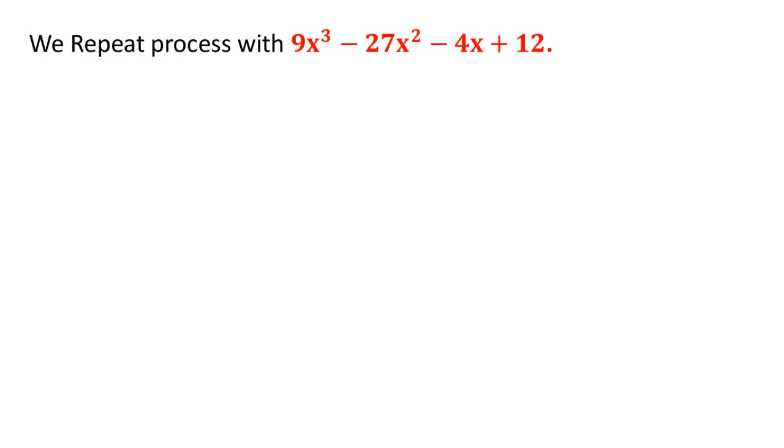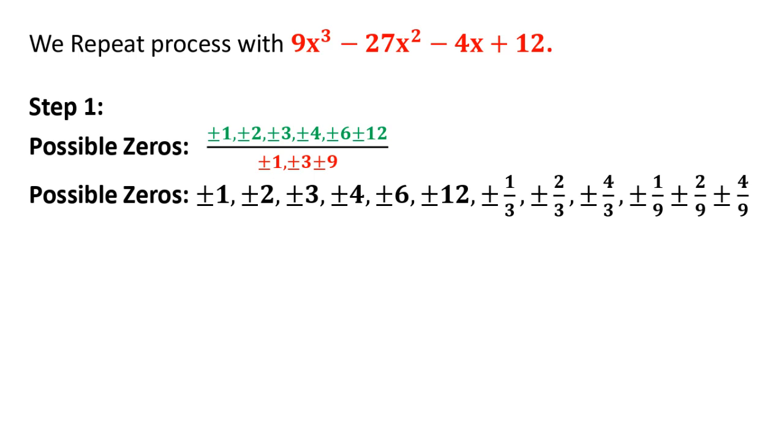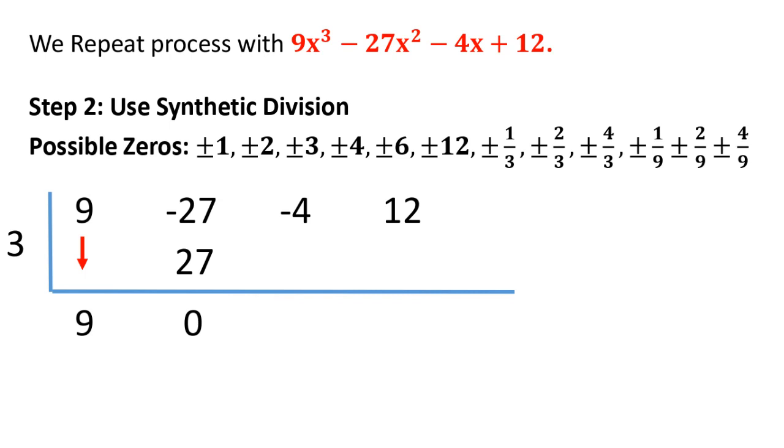Let's repeat the process. Let's take the 9x cubed minus 27x squared minus 4x plus 12, and simplify it one more time using synthetic division. These were our list of possible zeros. Just to speed up the process, I'm going to use 3. We bring down the 9. 9 times 3 is 27. Negative 27 plus 27 is 0.